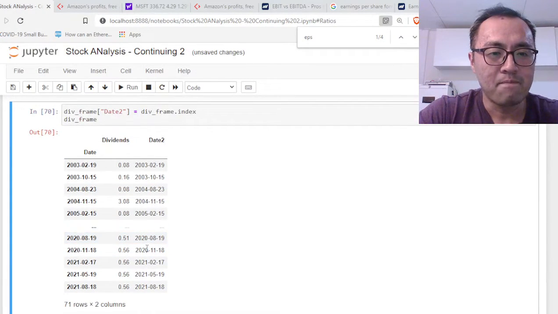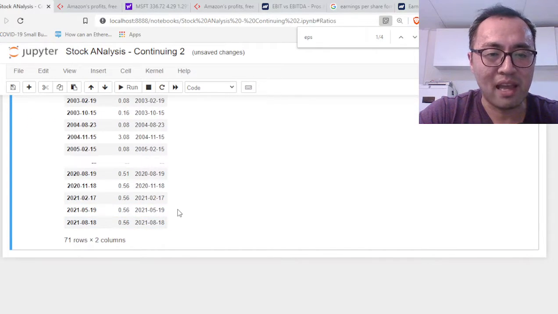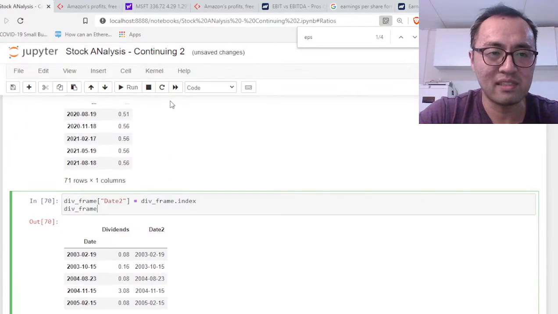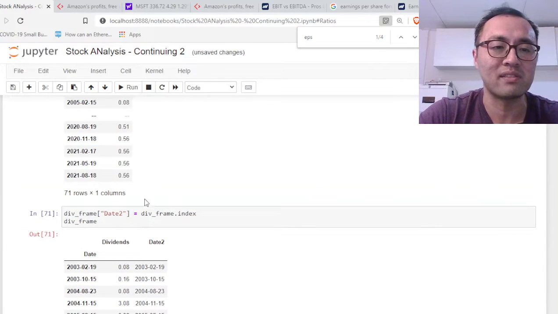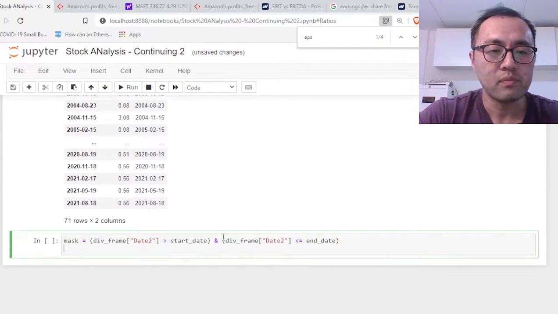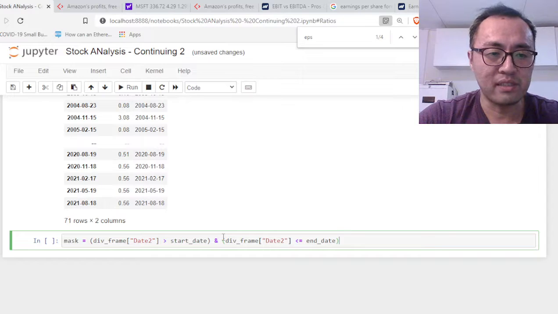And the way we're gonna do this is by doing a mask. If you guys know what a mask is, it's basically like doing a filter on a pandas data frame. So let me explain the syntax.